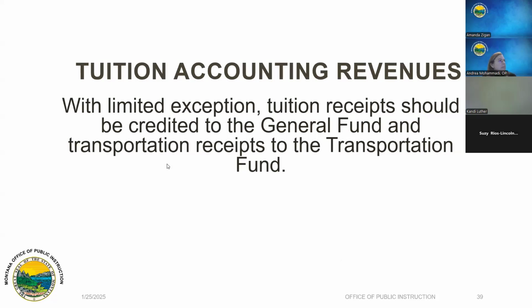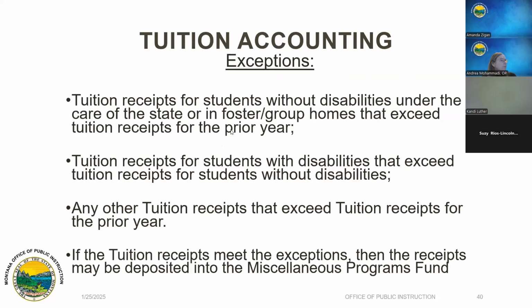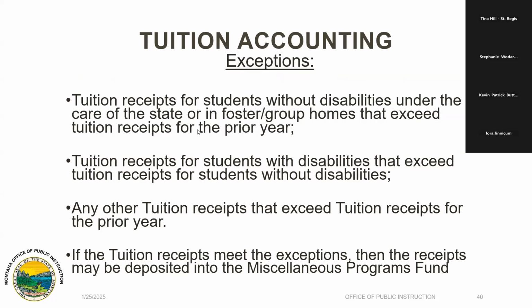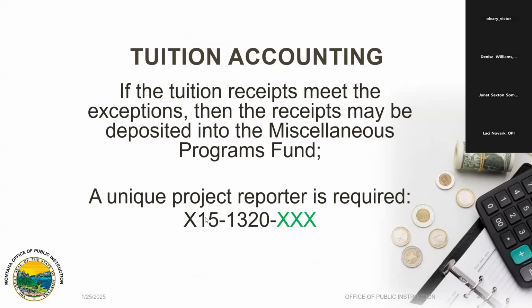With limited exception, most of these go into the general fund, and anything with transportation goes into the transportation fund. There are some instances where it will go into your tuition fund or it will go into your Fund 15. And then these, we've just given you some guidance on how you need to code your revenues. Remember, if you put anything into your 15 fund, you've got to have a project reporter code.